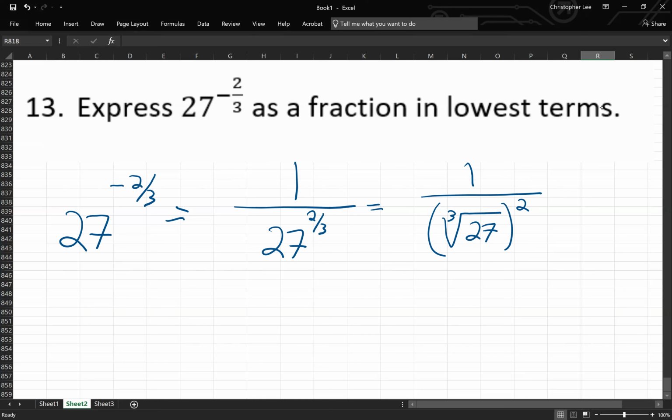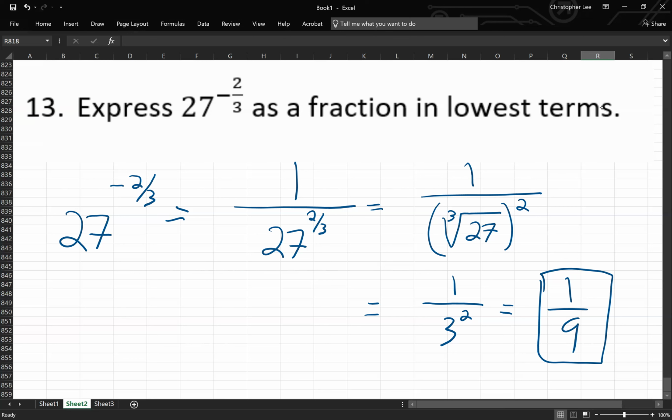All right, go ahead. 3, very good. Exactly. 1 over 9, and that's my answer. Simple, right? So whatever the denominator of the fraction power is, that's going to be a root. So you just do the cube root of 27, and then boom, you just square the answer, and that's it.